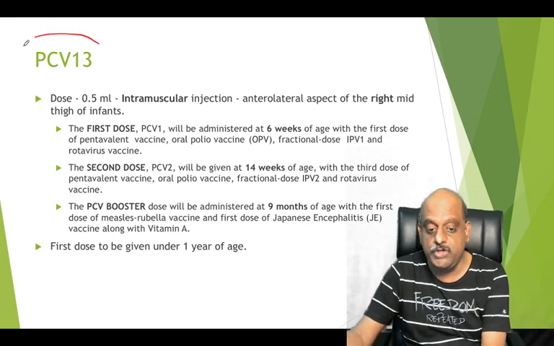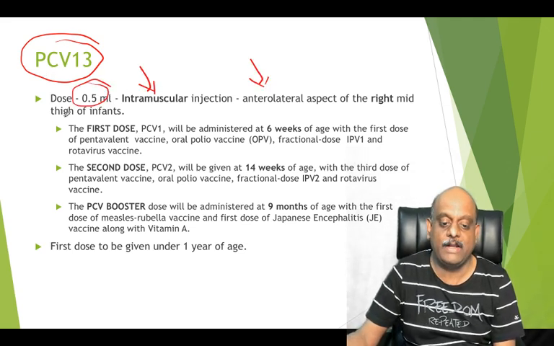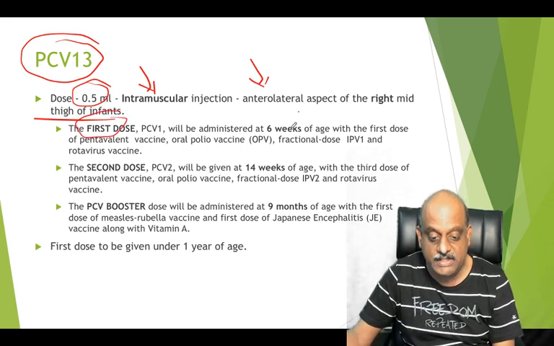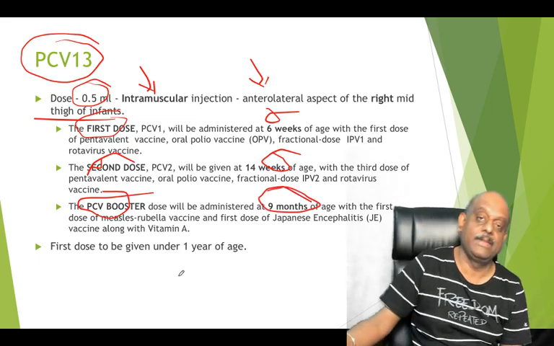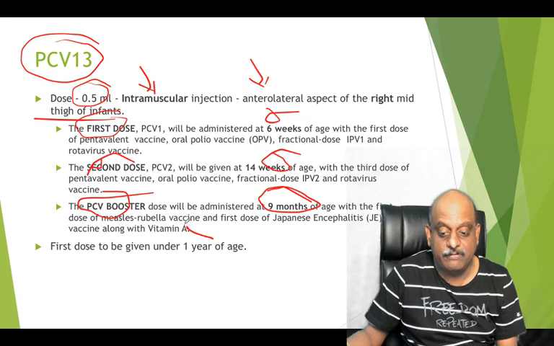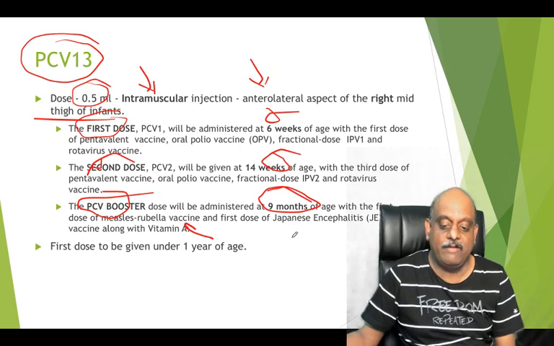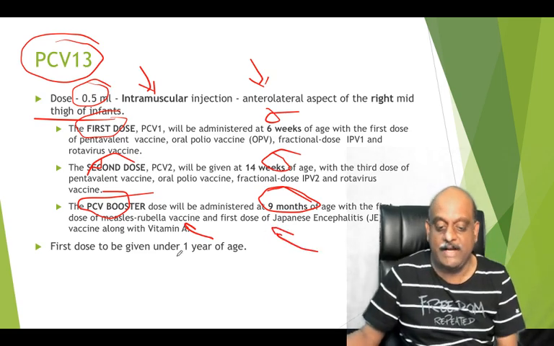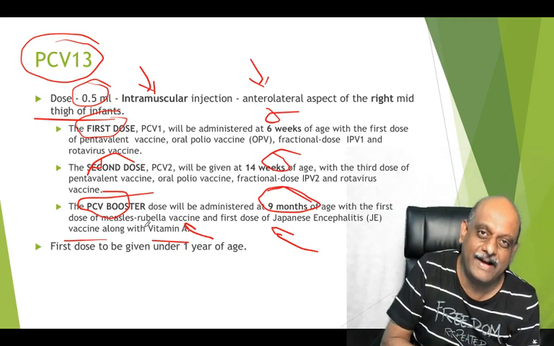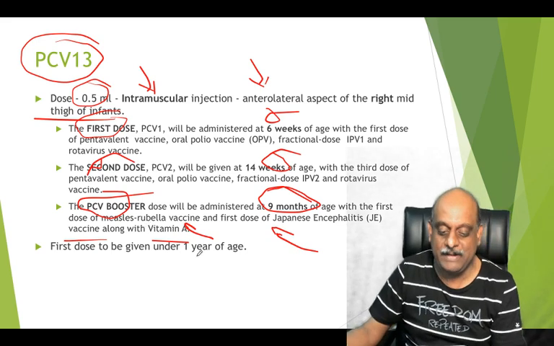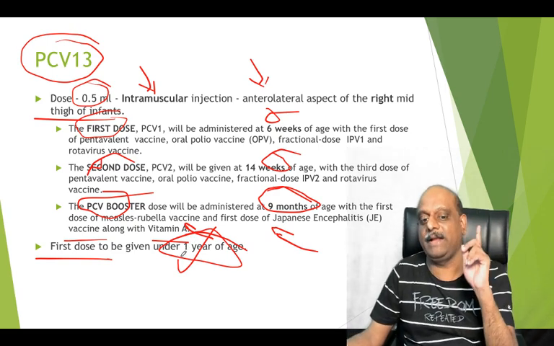Then how about the conjugate vaccine PCV 13? 0.5 ml dose, IM injection, anterolateral aspect of the right thigh of the infant, first dose at 6 weeks, second dose at 14 weeks, and a PCV booster at 9 months of age, with the first dose of measles rubella. MR vaccine's first dose and the PCV booster are given together along with the first dose of Japanese encephalitis vaccine and vitamin A. That is the 9th month program for the newborn Lion King. First dose of PCV 13 should be given under the age of 1 year.